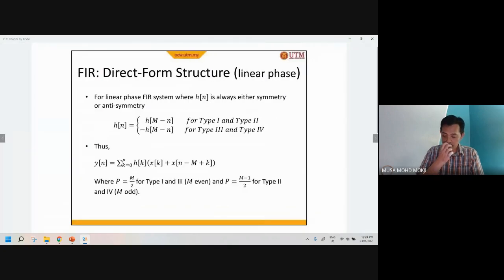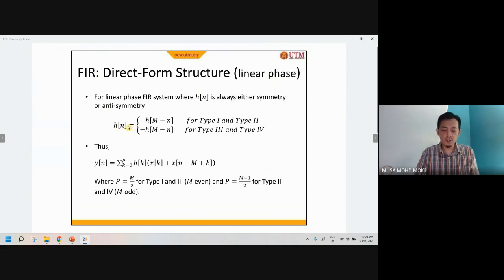But this one is not for any FIR system. It's supposed to be specific to what we call a FIR linear phase, a linear phase FIR system. So what is a linear phase FIR system? It has a very specific form. So this is supposed to be the linear phase.